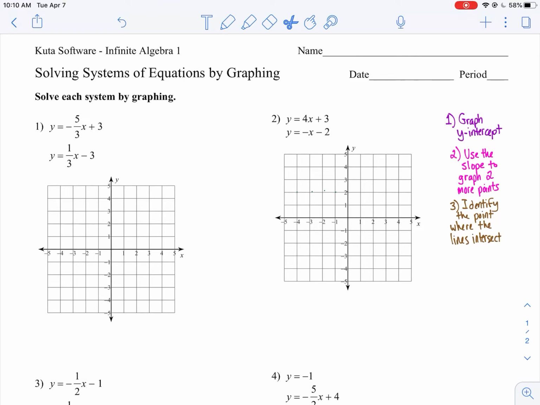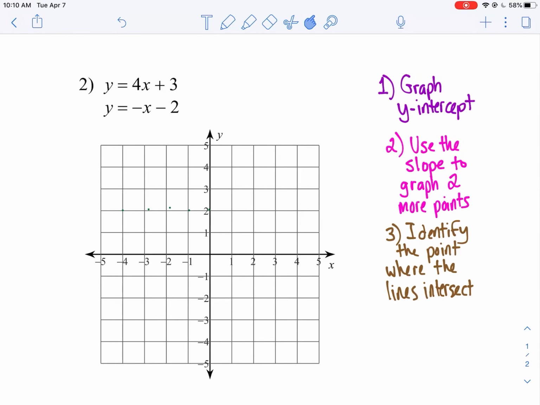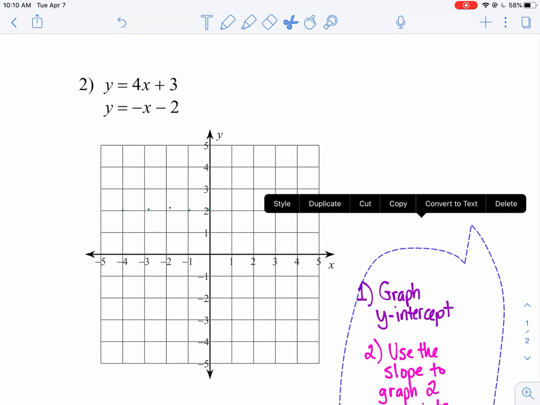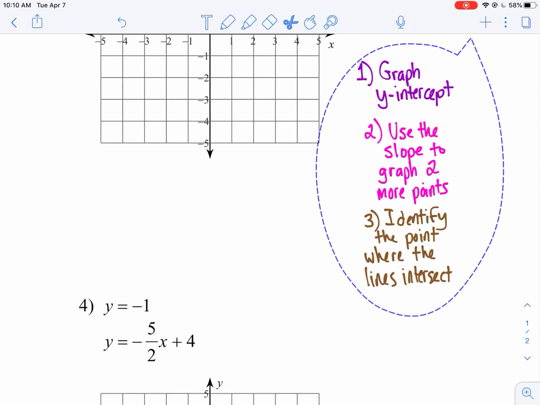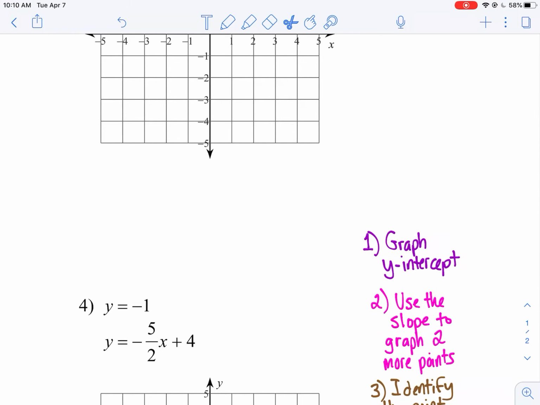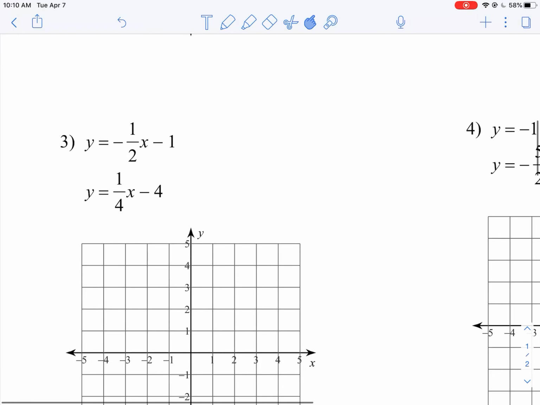As I went over your homework, I noticed that two examples provide some common mistakes, so I'm going to go over those two examples with you right now. Now we're doing solving systems of equations by graphing. You notice I have the steps written off to the side here. Graph your y-intercept, use your slope to graph 2 more points, and then you want to ultimately identify where the points intersect. Let's take a look here.